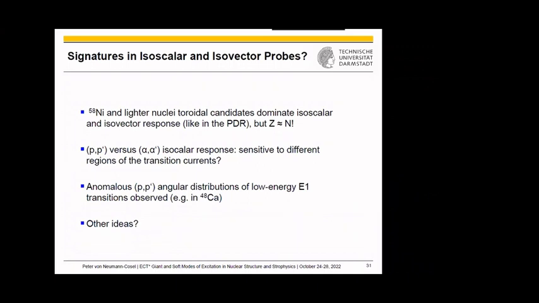So maybe there's some signature in these transitions, since what we've seen from the original calculations I showed you is that they are not very collective. So they still have quite some single particle character. And then we know that this can influence the form factors or angular distributions quite a lot. So maybe there's some signature, and I'm really open to any other ideas from the audience.